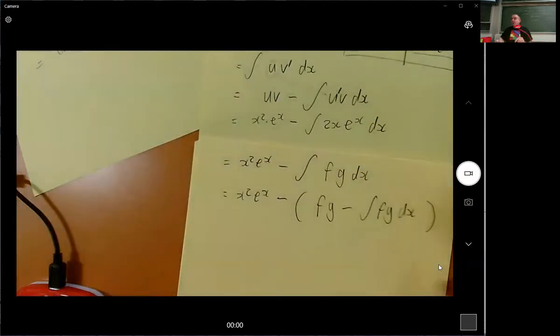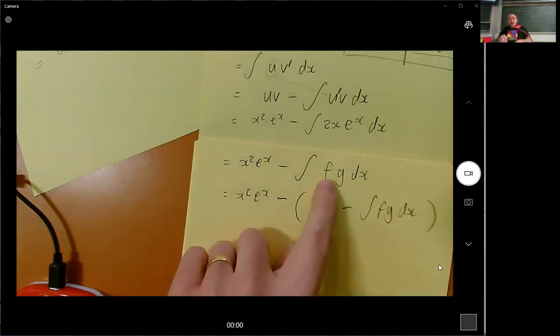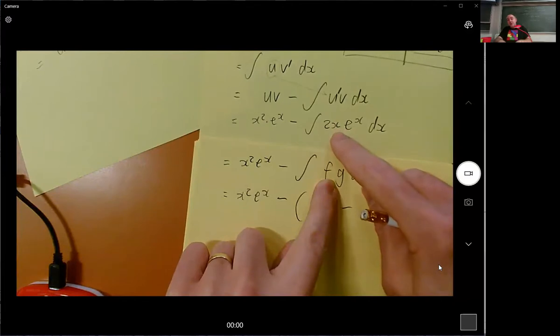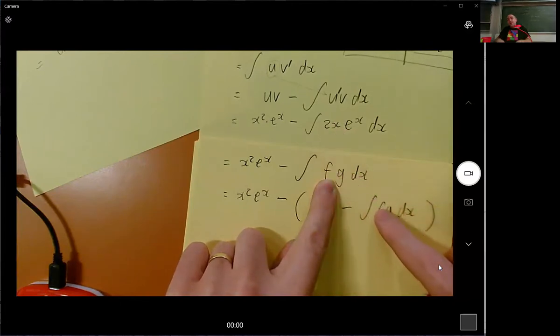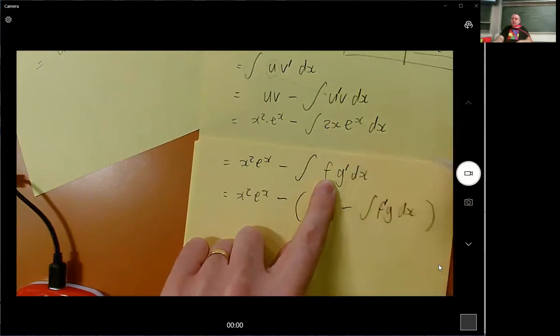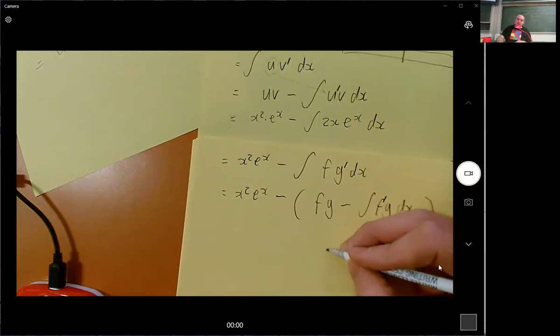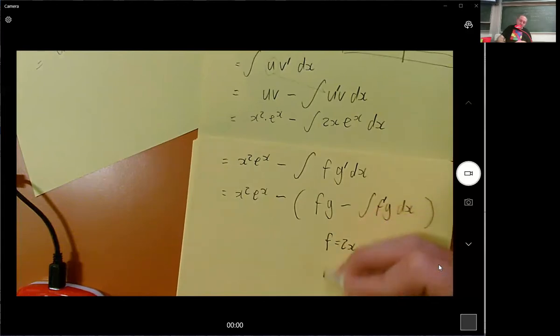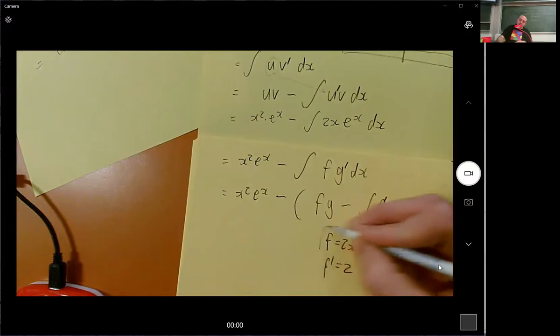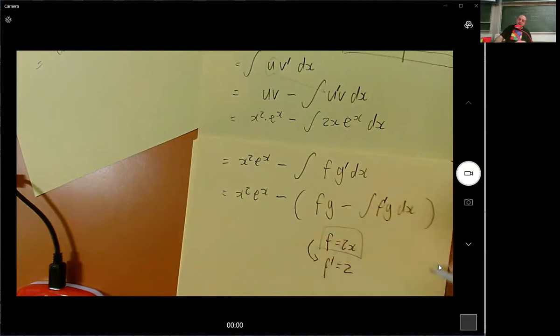How are you feeling about what just happened there? Yeah. So I have to choose which one is going to be differentiated and which one's going to be integrated. That f, that 2x there, if it gets differentiated, it will end up being just a number 2, and I can deal with that. So this is going to be the dash here, and that's going to be the dash there. All right, so write that down. F is 2x, and f dashed is just 2. And then we also know that g dashed is e to the x, and so g is still e to the x. All right.